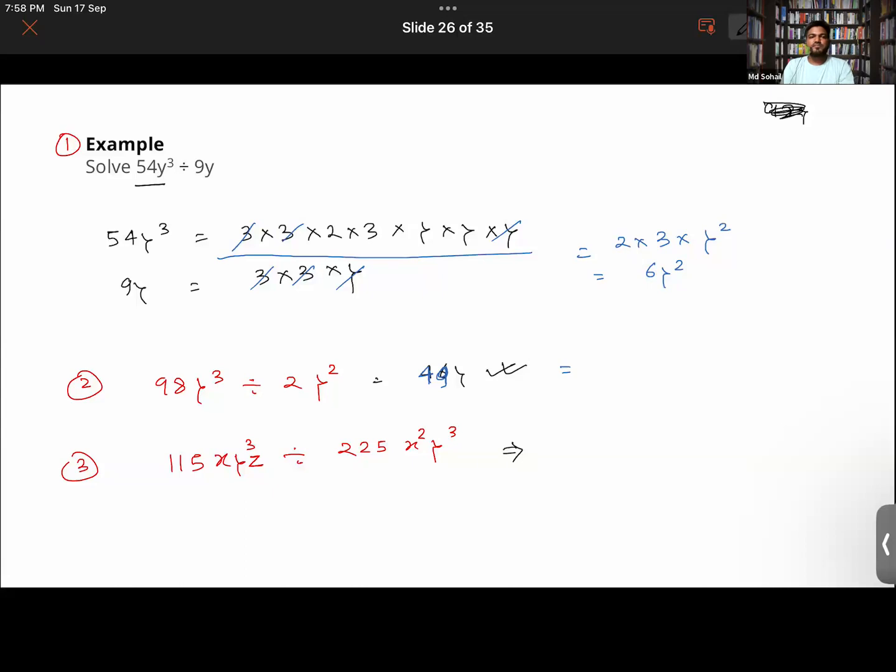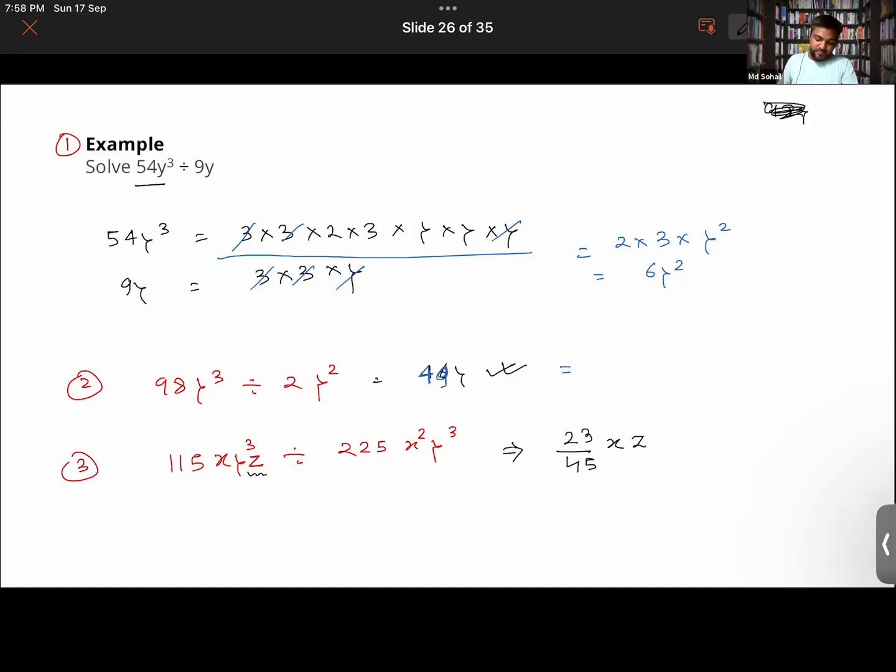Sir, I found the answer. Okay, what is the required answer? 23 by 45 by x. Sorry, x. 23 upon 45, Y, X. Simply X. What about Z? Sir, you forgot the Z. Why would you do Z also? Yes, sir. Okay, include Z also, no?